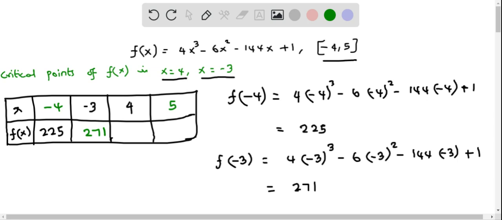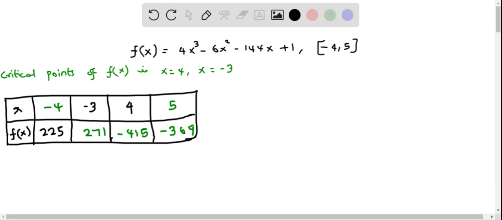Likewise we can calculate f of 4, and we also have to find f of 5, by plugging into f of x, replacing x by 4 and replacing x by 5. And when we do that, we get the value of f of 4 as negative 415 and f of 5 as negative 369.